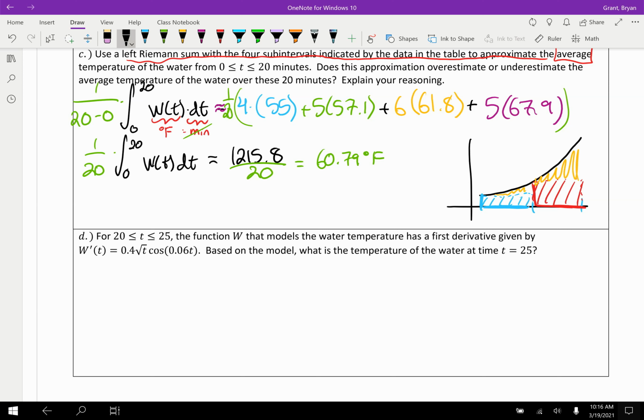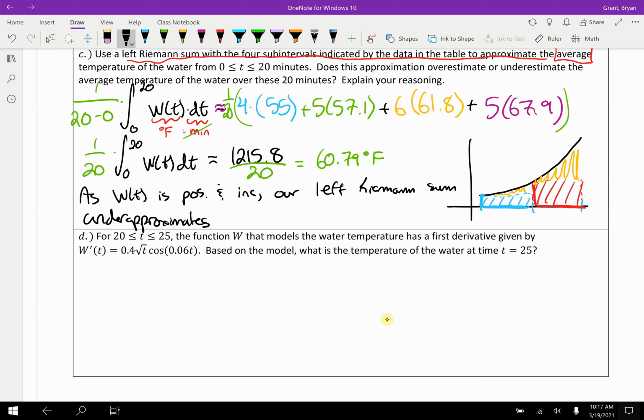How do we state that? As W of t is positive and increasing, our left Riemann sum under approximates the average temp.